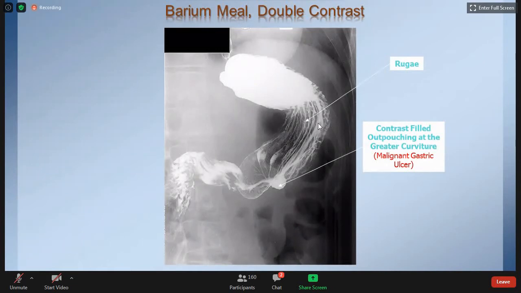This is normal gastric rugae, normal anatomy of the mucosa of the stomach, and here we have contrast pooling along the greater curvature inferiorly. This contrast pooling is because of a malignant gastric ulcer. There is a tumor in the greater curvature that has an ulcer within it, and that ulcer results in the pooling of the contrast.